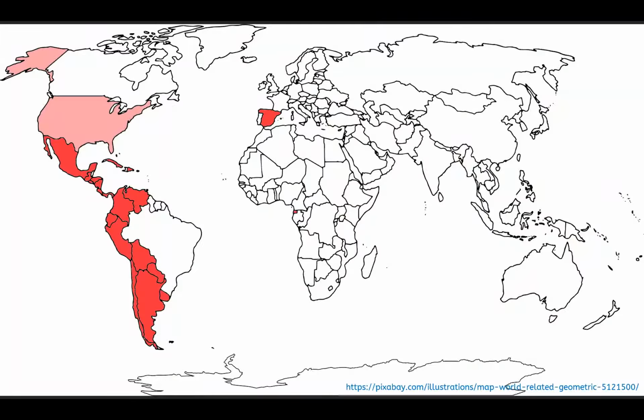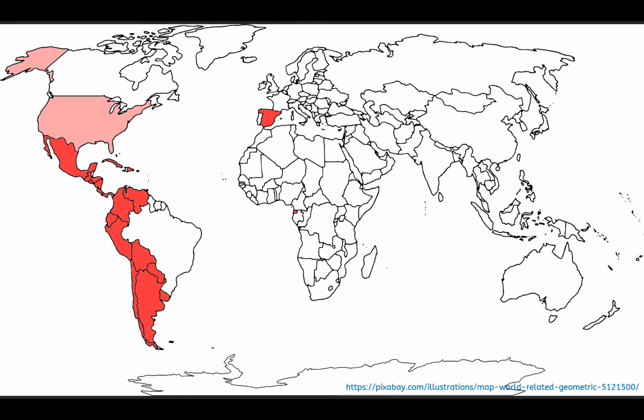Spanish is spoken in 20 countries across Europe, the Americas and Africa, and those countries are shown in red on this map. They are Mexico, Costa Rica, El Salvador, Guatemala, Honduras, Nicaragua, Panama, Cuba, the Dominican Republic, Argentina, Bolivia, Chile, Colombia, Ecuador, Paraguay, Peru, Uruguay, Venezuela, Equatorial Guinea, and of course Spain.